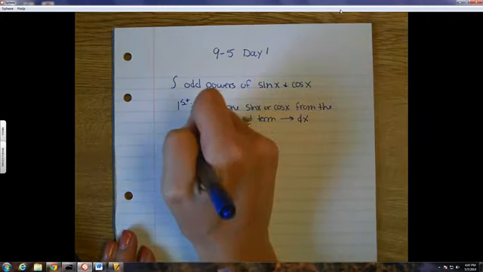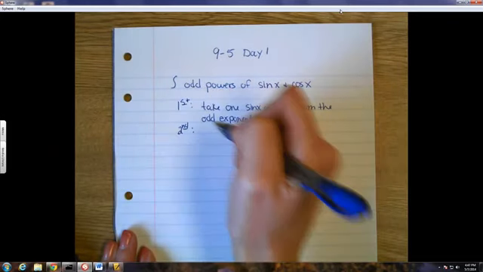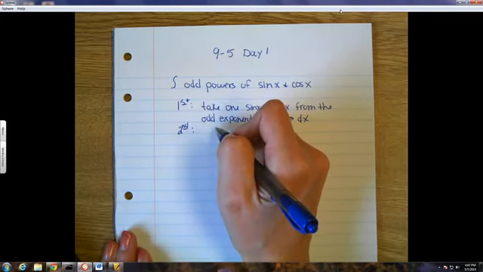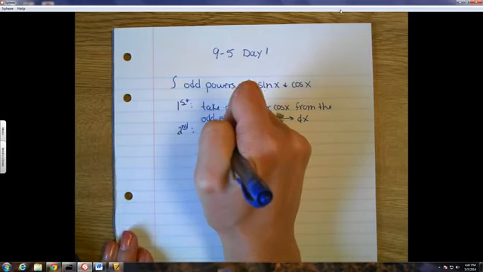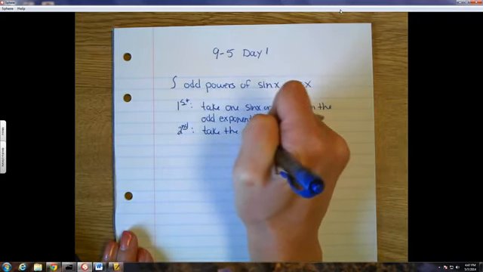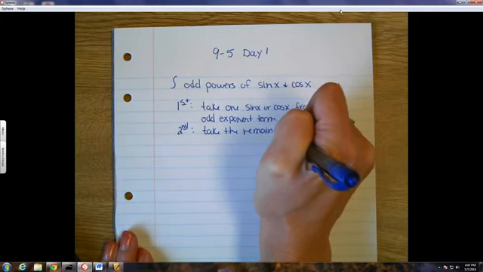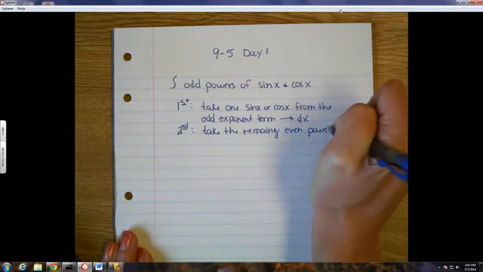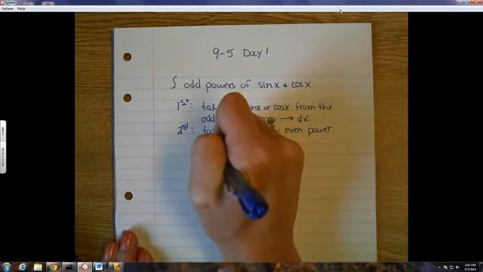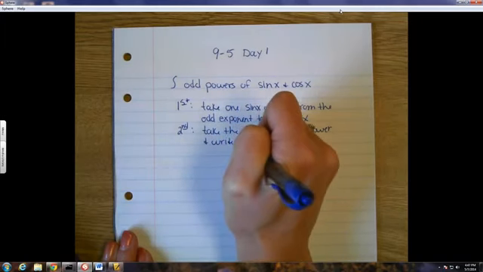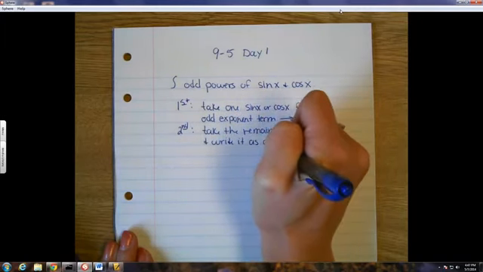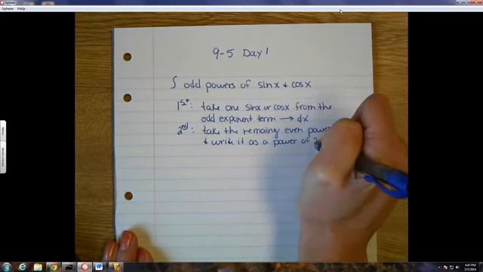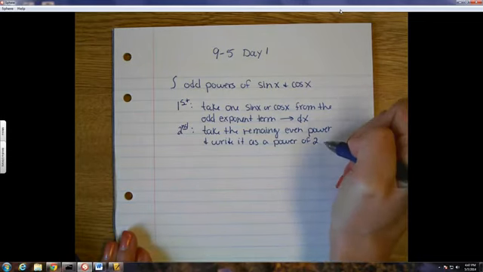Then, that would mean if I started with an odd and I subtracted 1, now I'm down to an even power of sine or cosine. So, take the remaining even power and write it as a power of 2 raised to another power, and you'll see that when we get to it.